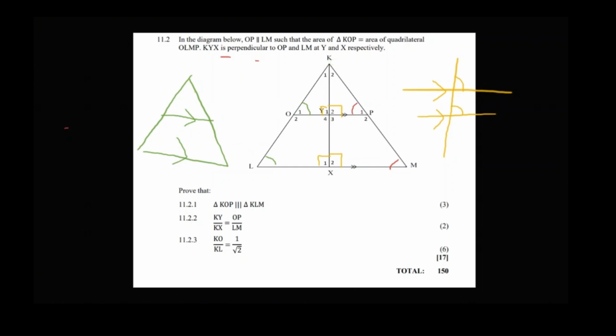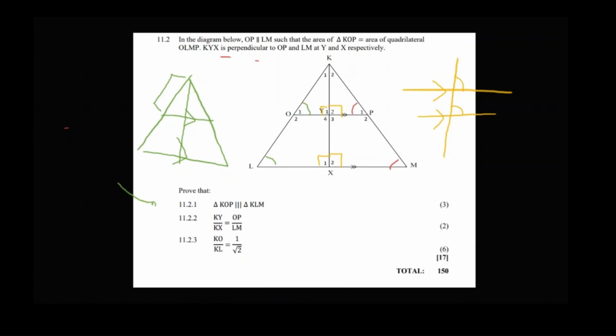But before you begin, guys, a lot of students actually forget about this. Even if we have a line that's bisecting that triangle into two parts, one side of the triangle is still going to be proportional to the parts of the bisector line that's dividing it. So what does that mean? That means KO is still going to be in proportion to KY, and OL is going to be in proportion to YX. Right, so let's get on to question 11.2.1.